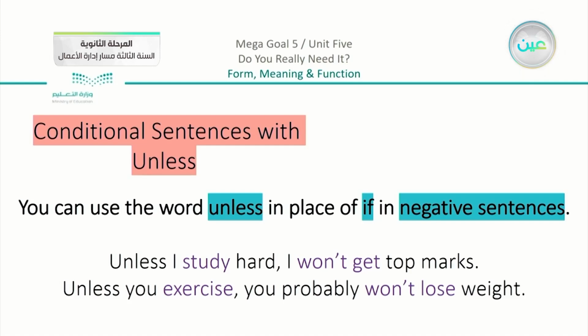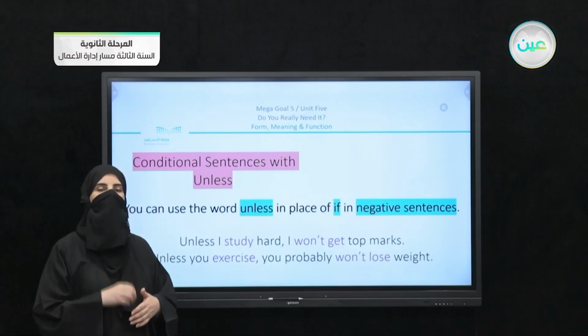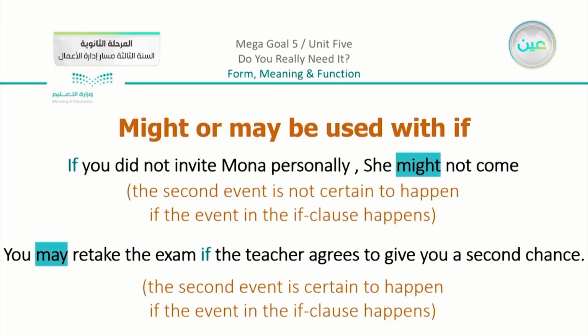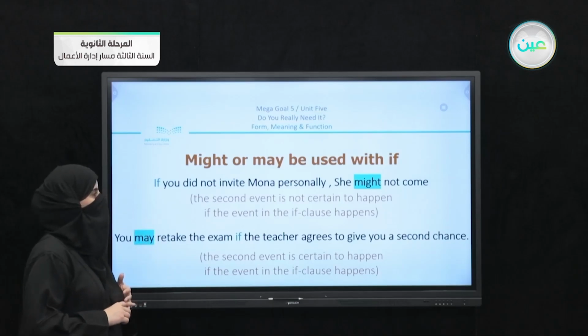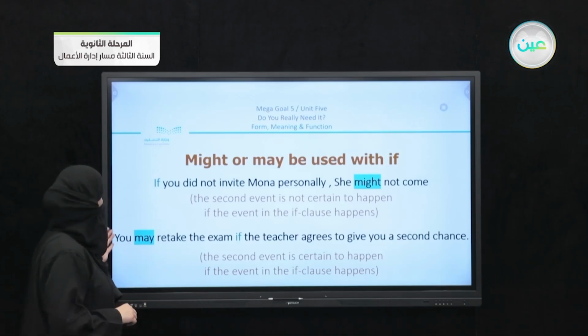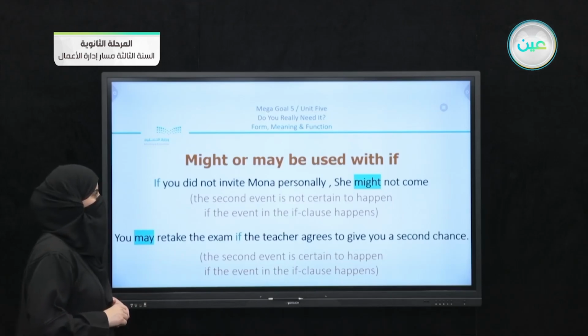So it's the same idea. I am using the present simple with if, I am using the future in the main clause, but I am using the negative as well. Now we are going to add some simple additions here: might or may can be used with if. So we have in the sentence, if you did not invite Muna personally, she might not come. And we do have another example. You may retake the exam if the teacher agrees to give you a second chance.